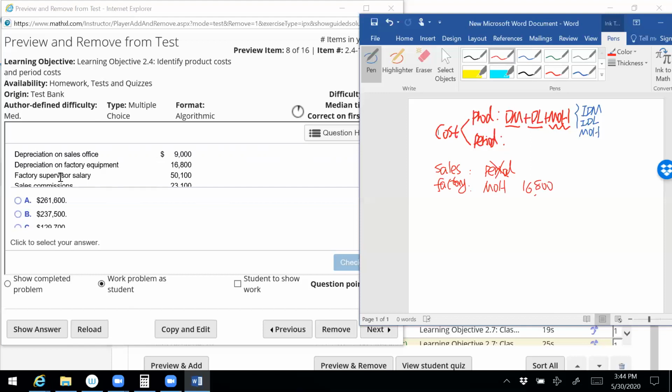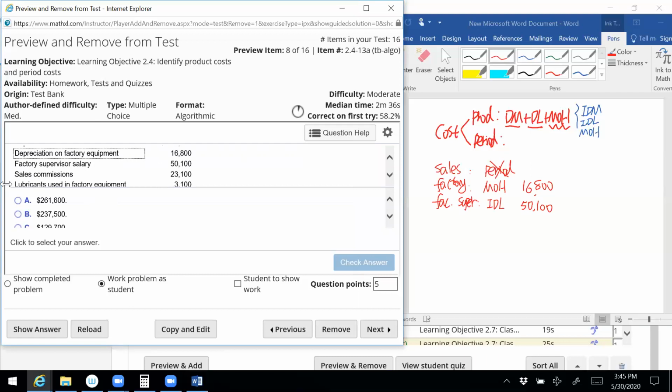Next one, factory supervisor salary. Factory, so that's definitely our product cost. And supervisor, so this is our factory supervisor. So this is indirect labor, right? Indirect labor is our manufacturing overhead. And then we have 50,100.